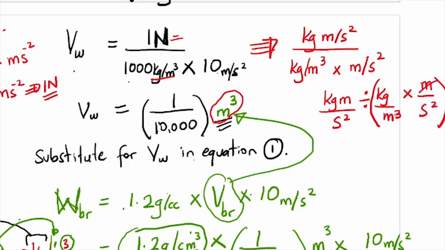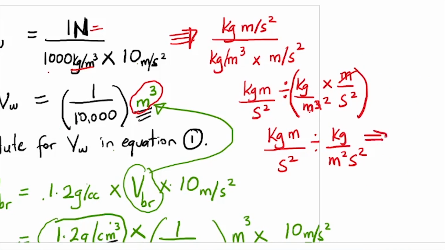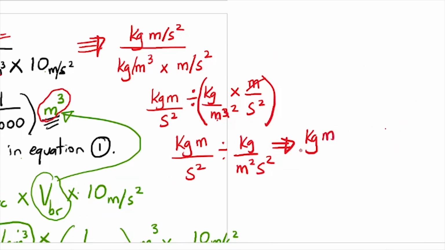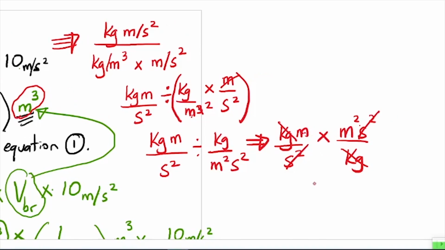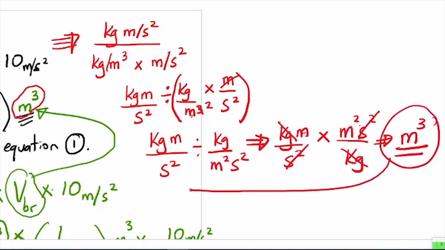So this meter cancels with one of these m's here to remain with meter squared. So what we have here is kilogram meter divided by second squared, divided by kilogram, divided by meter squared second squared. This ends up being kilogram meter over second squared, multiplied by the reciprocal, meter squared second squared over kilogram. The second squared and second squared cancel out, the kilogram and kilogram cancel out, and you remain with meter and meter squared. So meter times meter squared gives you meters cubed. And that's how this meters cubed comes to be right there.